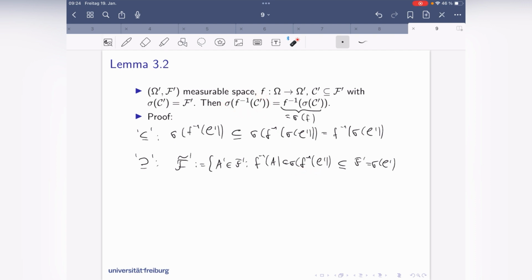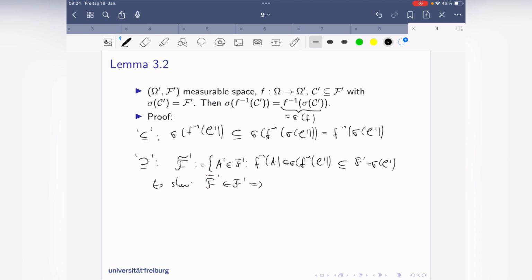So what do we want to see? We want to see that every set in sigma of f is also in here. And those in sigma of f are just the sets which are written here. And I need to see that all of these are elements of this here. And once I have this, what is to show is that F' tilde equals F'.